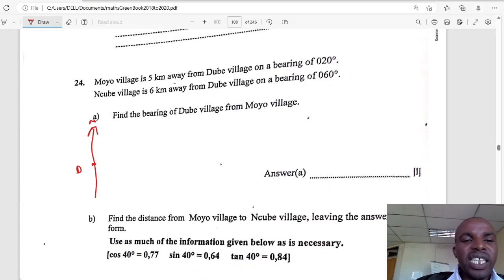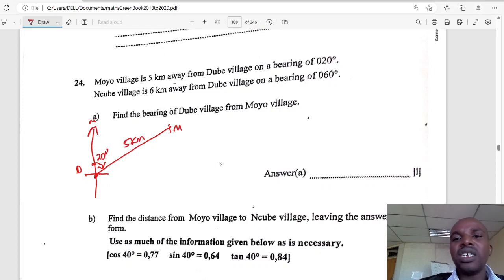Right. Then this one is 20 degrees. Let me put my Due here. From the north, the angle is 20 degrees to the line with Moyo. So Moyo, let me say Moyo is somewhere here. They said Moyo village is 5 kilometers away. So this one is 5 kilometers and the bearing angle is 20 degrees.